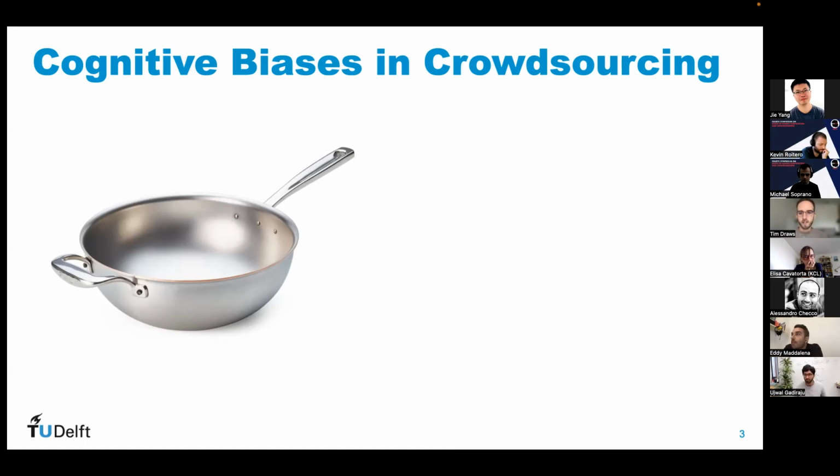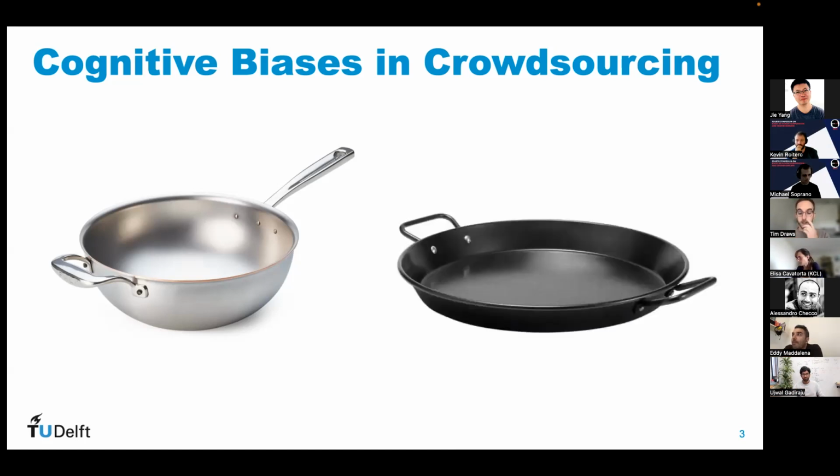Or for instance, you can think about something like the affect heuristic, where a worker might think, okay, I really like this pan, and I could imagine cooking a paella in this pan. That, of course, doesn't make it a paella pan, but there can be biases where just based on workers liking or not liking an image, they alter their annotations. This is an actual paella pan, by the way, just in case you were wondering.